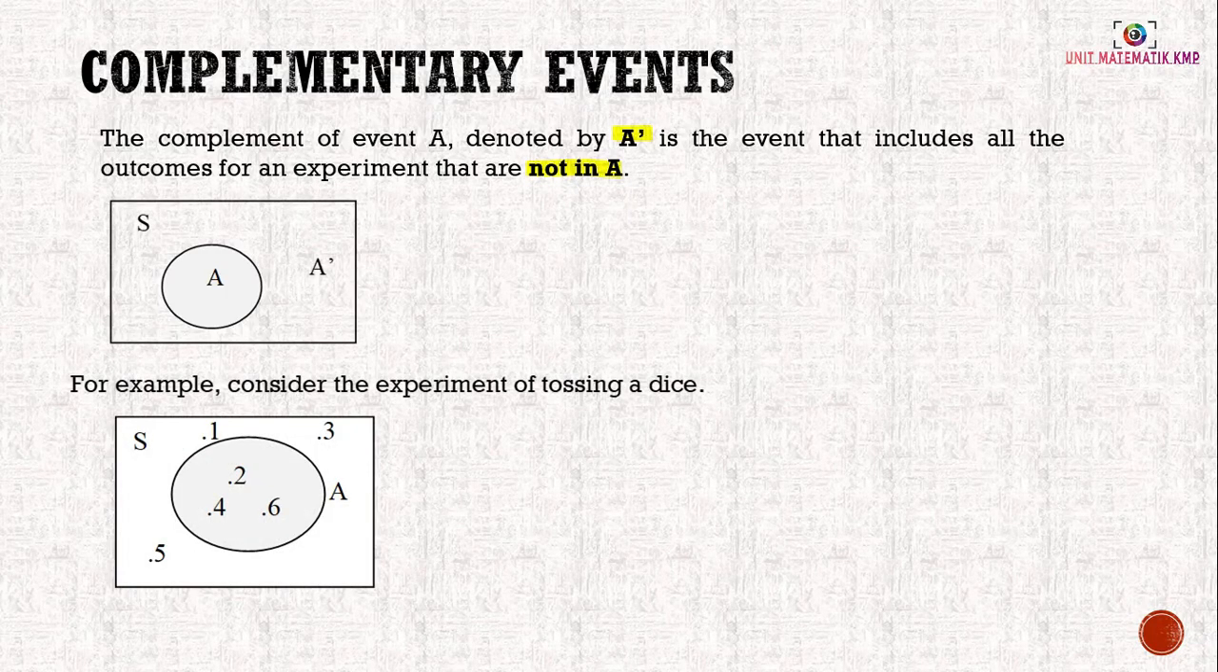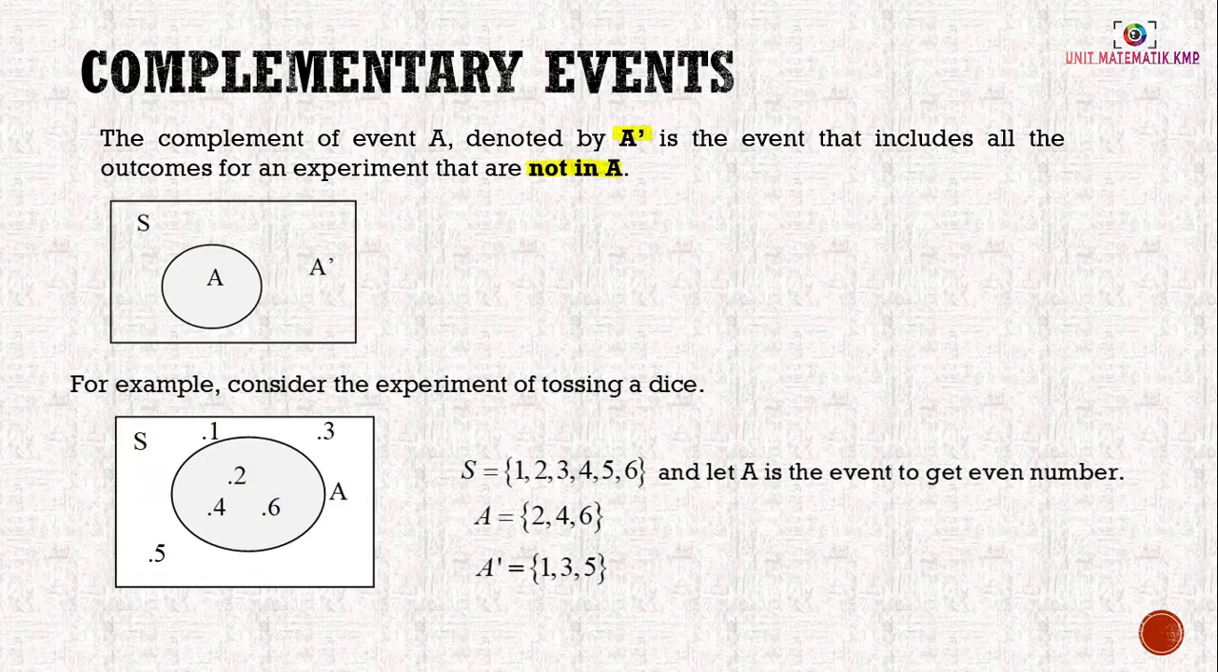For example, example yang sama bila kita baling dadu. Okay, sample space dia adalah 1, 2, 3, 4, 5, 6. And let A is the event to get even number. So A ni yang dalam circle ni event A. So kita ada 2, 4, 6. Jadi A prime adalah yang di luar circle, which is 1, 3 and 5.